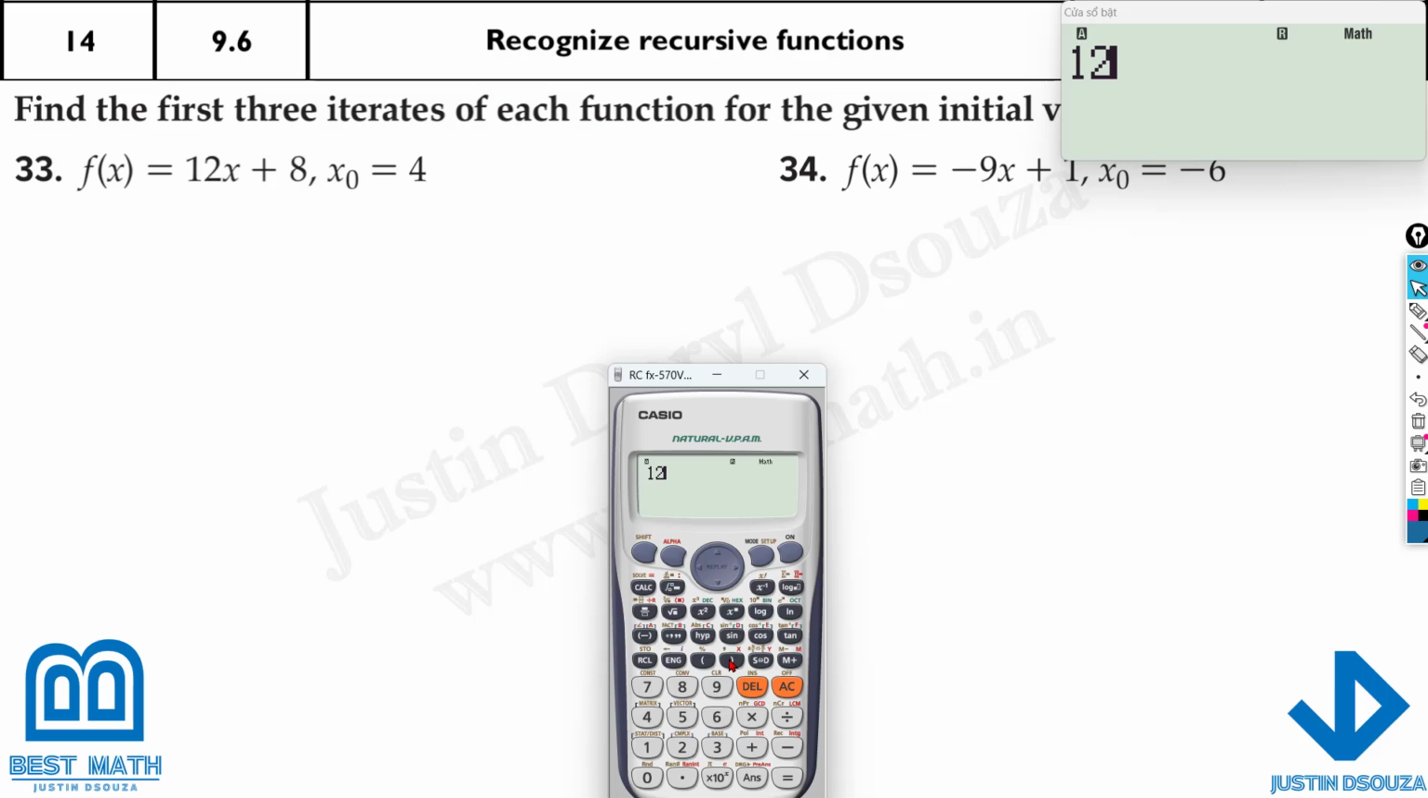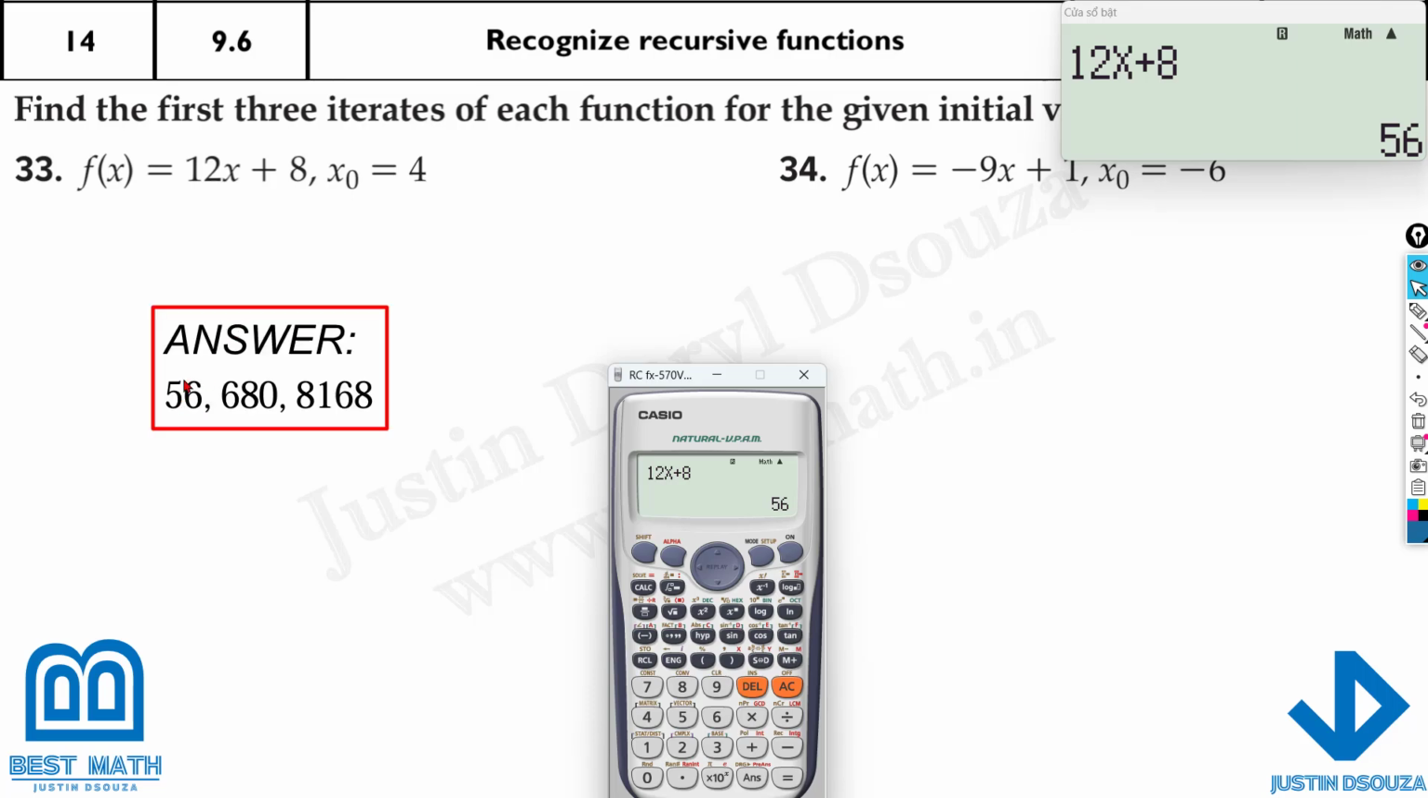What is it? 12x plus 8. Now here, calculate this x value as the given function. What is the given, sorry, initial value? What is the given value? It's 4. Calc at 4. What is the answer? It's 56. That is the first iteration. If you look into the answers, that's the first answer. Now, what's the next iteration? The function is not changing, but the answer is 56, right? You need to calculate at 56.